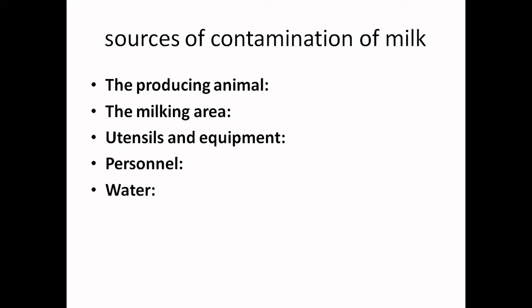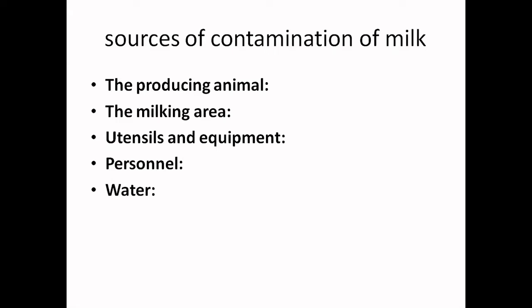We have the sources of contamination of milk. The sources of contamination of milk by bacteria. The milk and milk products get contaminated at different stages: the milking process, storage, transport, and production of milk products.